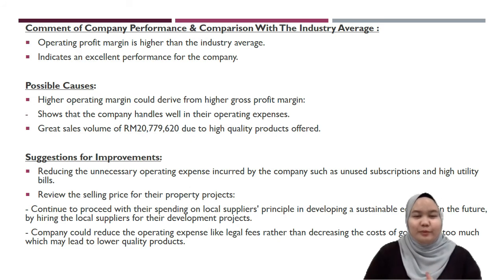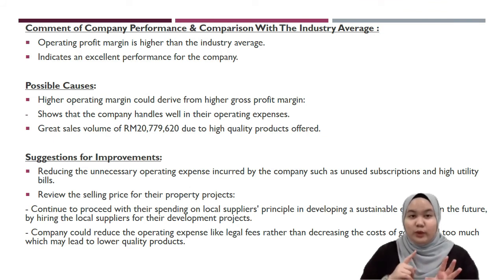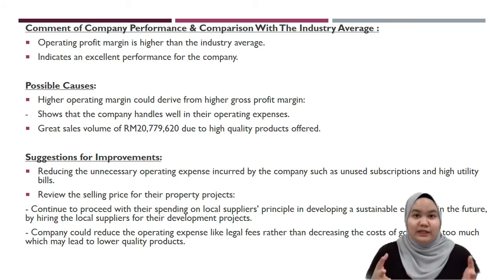A higher operating profit margin could derive from a higher gross profit margin. For example, let's say the gross profit margin is high and the operating profit margin is higher. By that, the company is showing very great handling of the operating expense. For example, Glomac Berhad excels in reducing the cost of goods sold as well as maintaining the operating expense in good health. To add on, they also had a great sales volume of 20.77962 million.